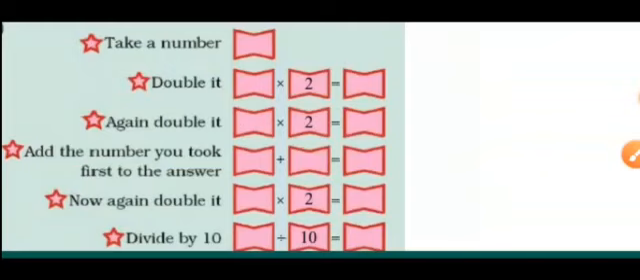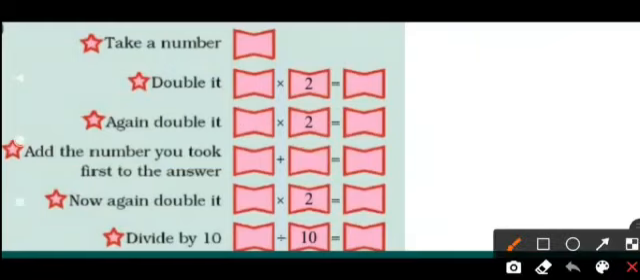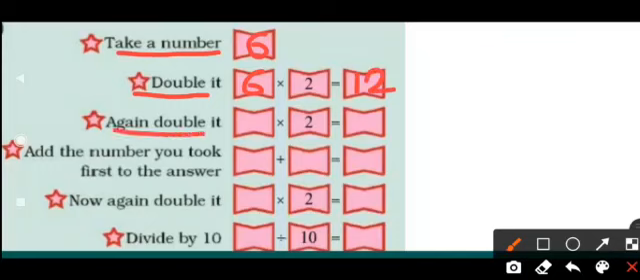To complete this number pattern, follow the steps. First is take a number. Any number we can take. I am taking 6. Next is double it. Means we have to double 6. 6 twos are 12. Again double it. Means we have to double the number 12. 12 twos are 24. Then add the number you took first to the answer.